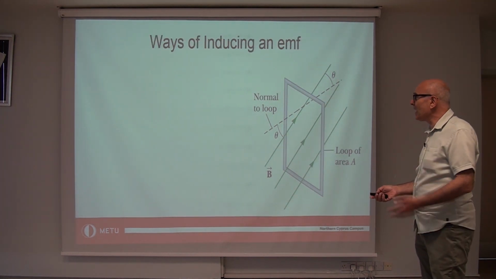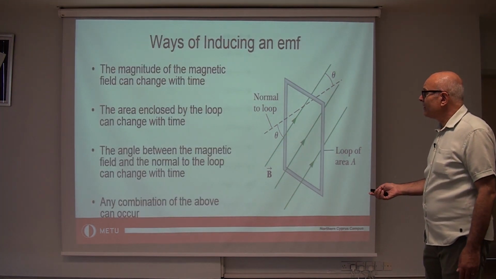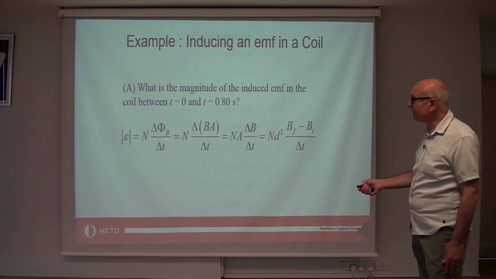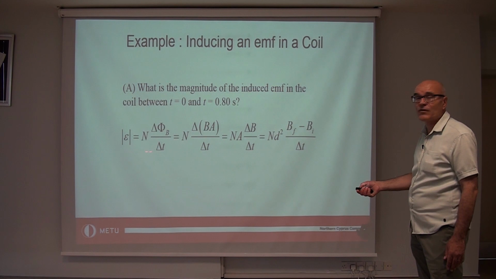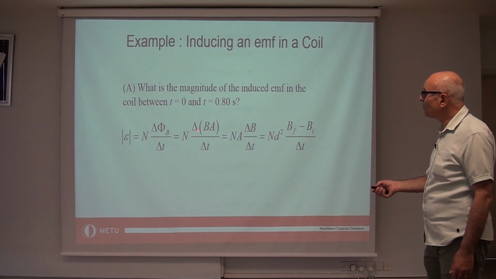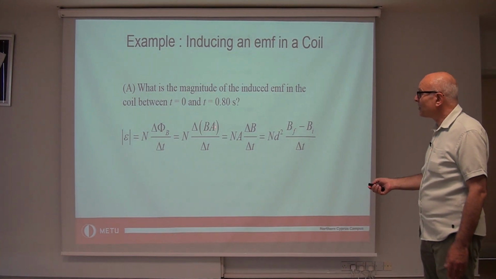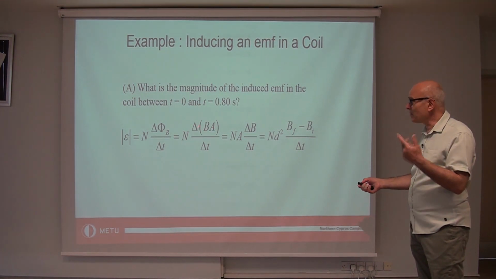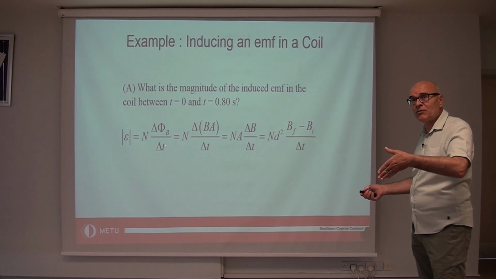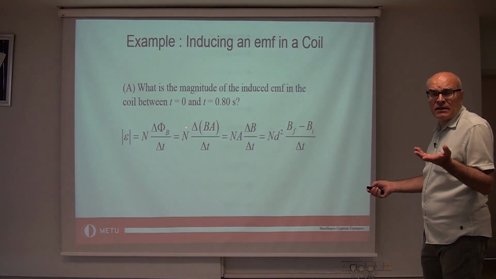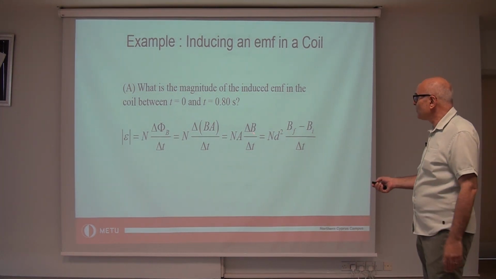But if you find it over a finite interval, then you can replace this by ΔΦ/Δt. So you replace this by ΔBA over Δt. Note that I have dropped cosine theta here because cosine theta is 1 in this case, because the field is always perpendicular to the area. So it's BA. Now the area A is constant, it's not varying, so you take A outside.